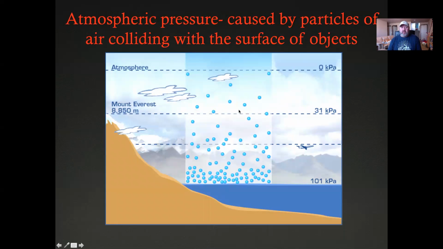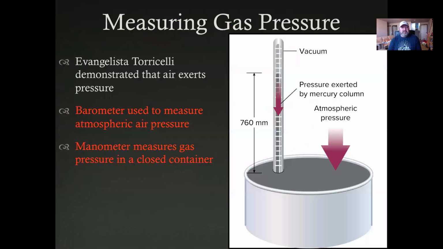One thing to note here real quick, if you notice in the diagram, the infographic, there's significantly more air particles at lower elevation, so the pressure is higher at lower elevation than it is at higher elevation. At higher elevation, the pressure is relatively low, and that's because of the lack of air molecules.